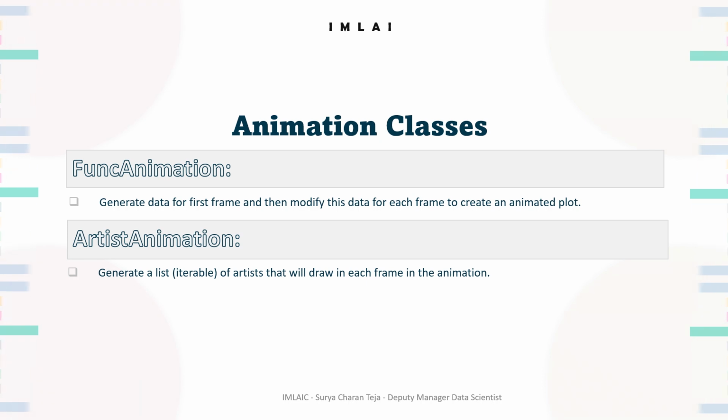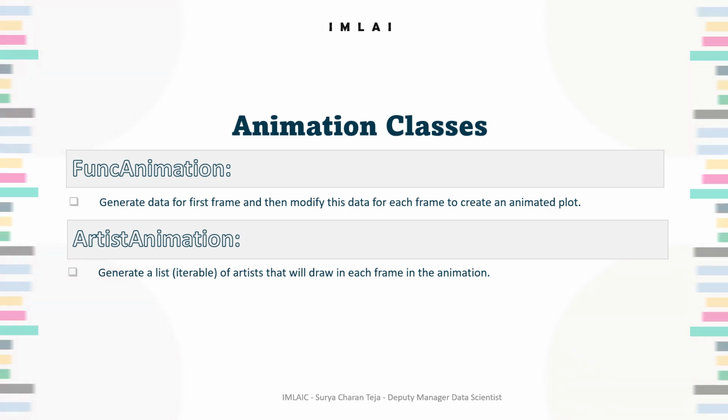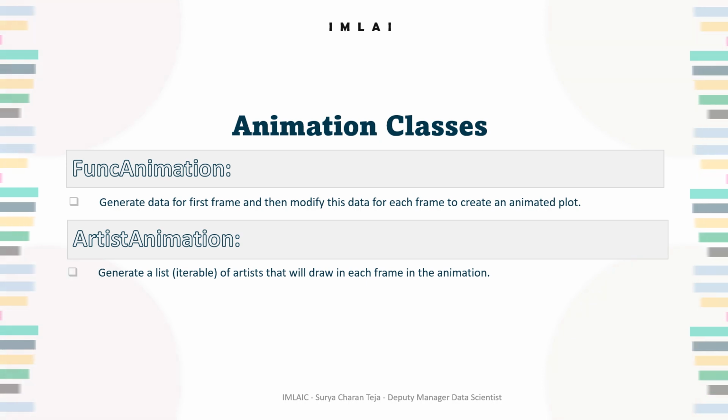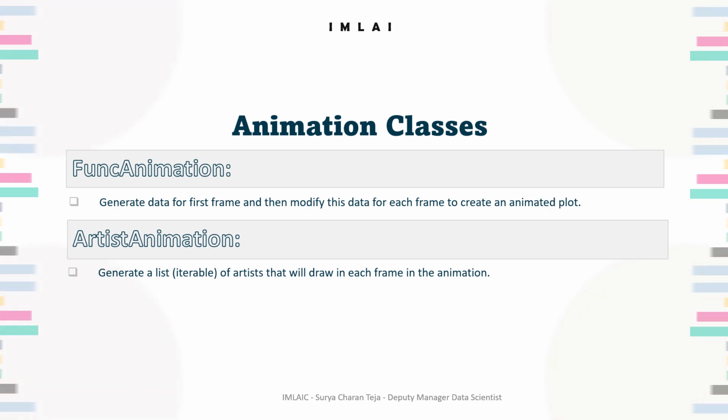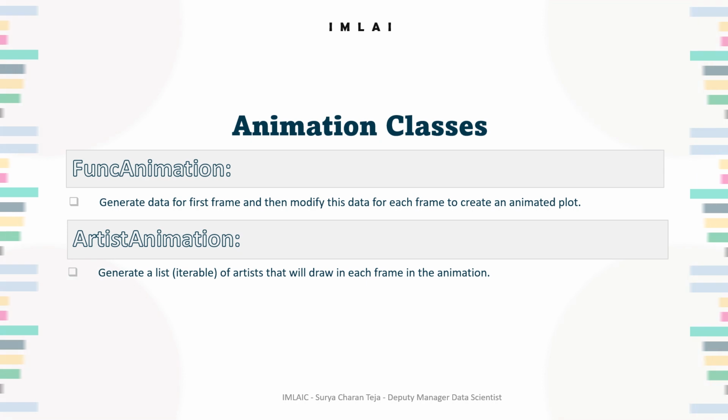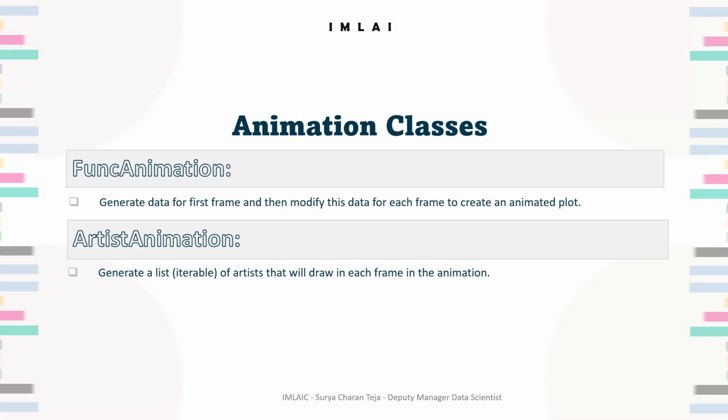FuncAnimation is more efficient in terms of speed and memory as it draws an artist once and then modifies it. On the other hand, ArtistAnimation is flexible as it allows any iterable of artists to be animated in a sequence. So these are the animation classes that are available for us, and we will use both the animation classes and we will do the animations.